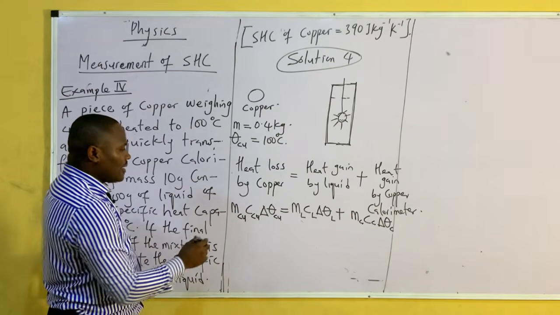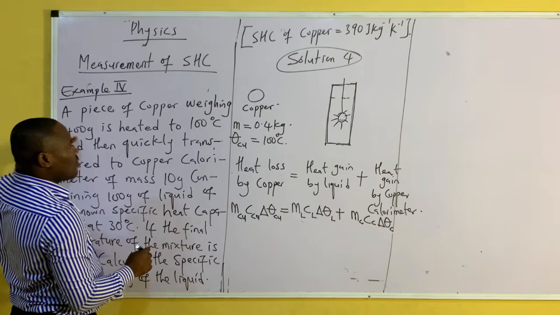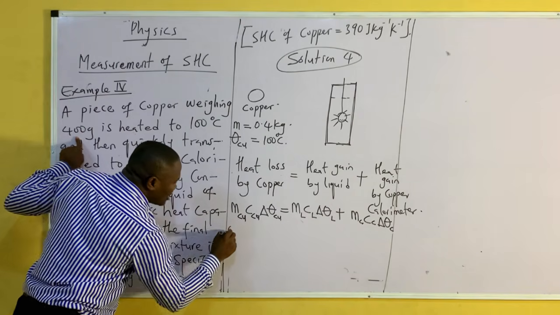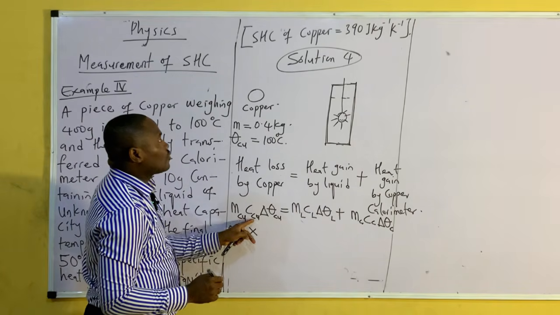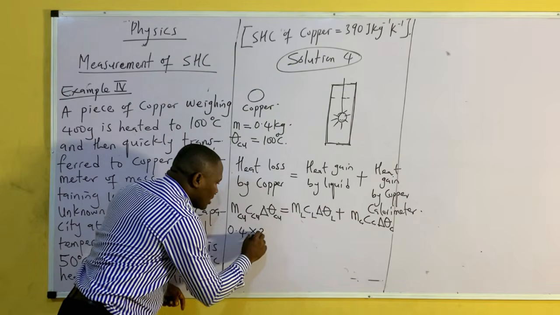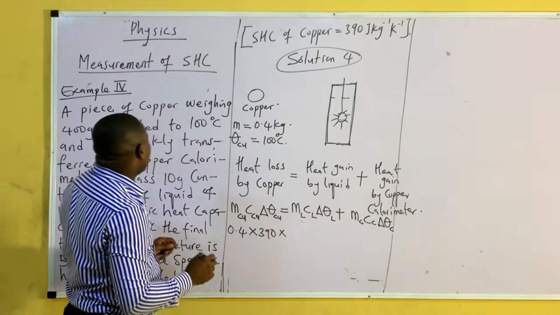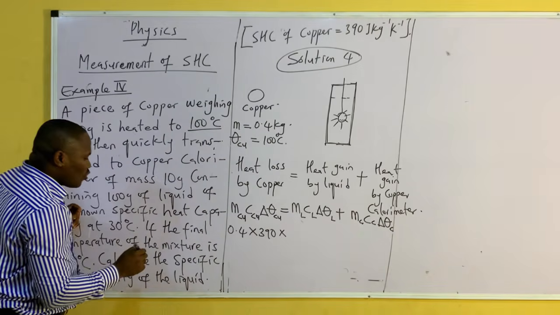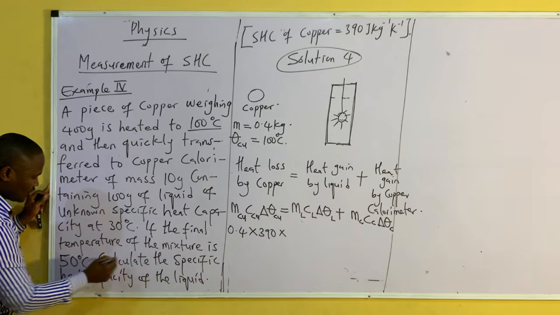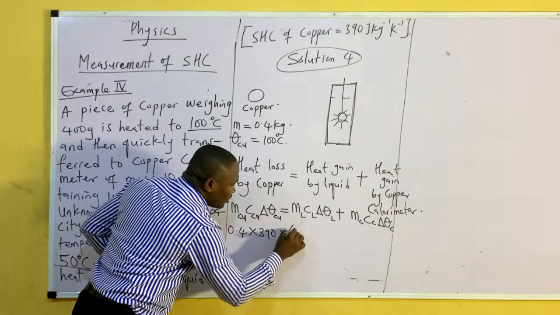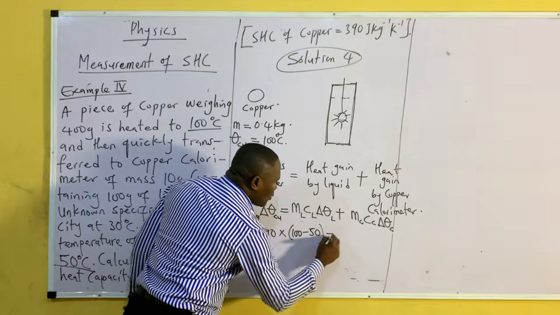Now, the question is, what is the mass of copper? The mass of copper is 400 grams, which is now 0.4 kg, times the specific heat capacity of copper, which is 390, times what is the temperature change? The temperature change is changing from 100 to the final temperature. If the final temperature of the mixture is 50, it's changing from 100, so 100 minus 50. This is for copper.